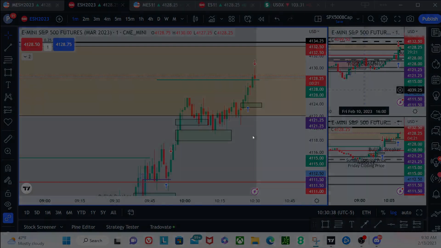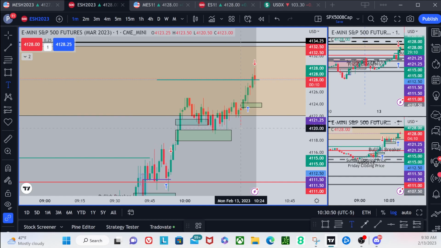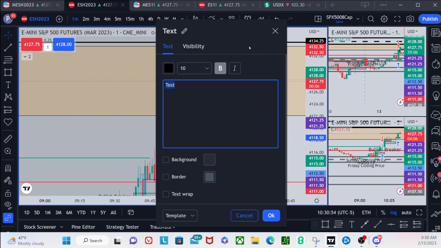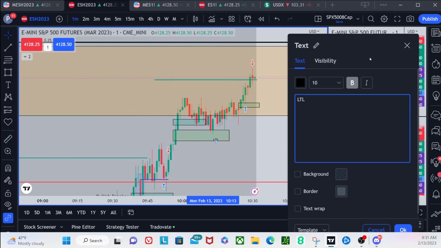So between the consequent encroachment of the fair value gap on the 50-minute time frame on February 9th, your next objective for ES would be 4131 even, and then there you go. For me personally, this would close my morning session. I would be done. I would close my trades. I would square everything, and I would relax the rest of the day.